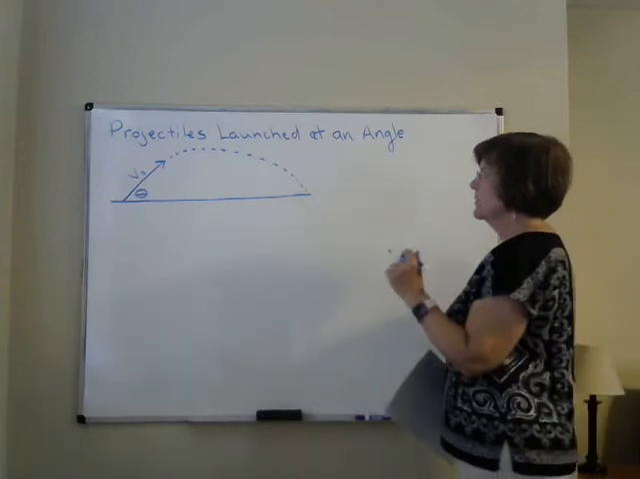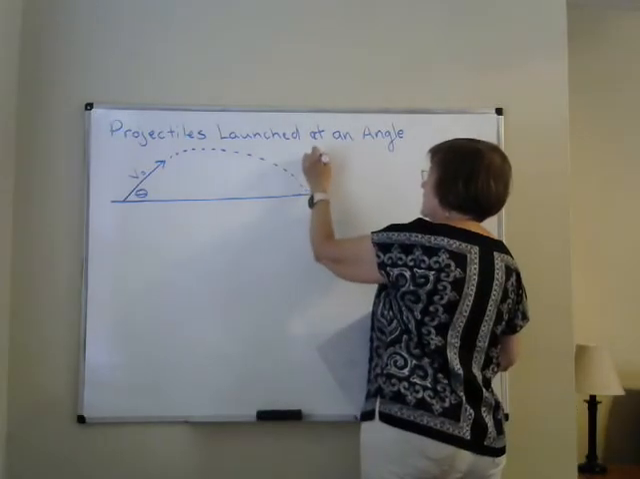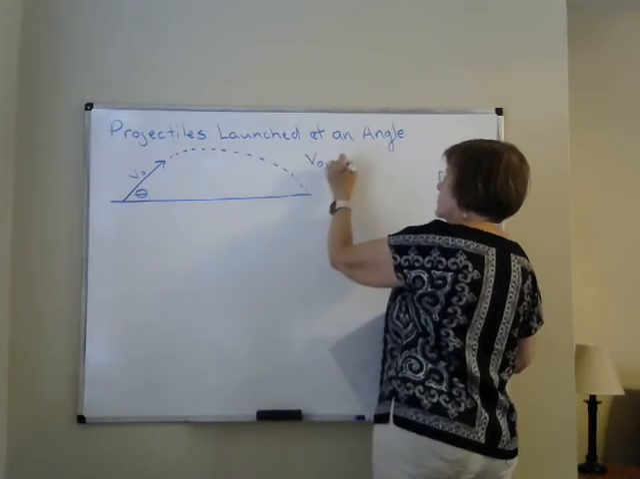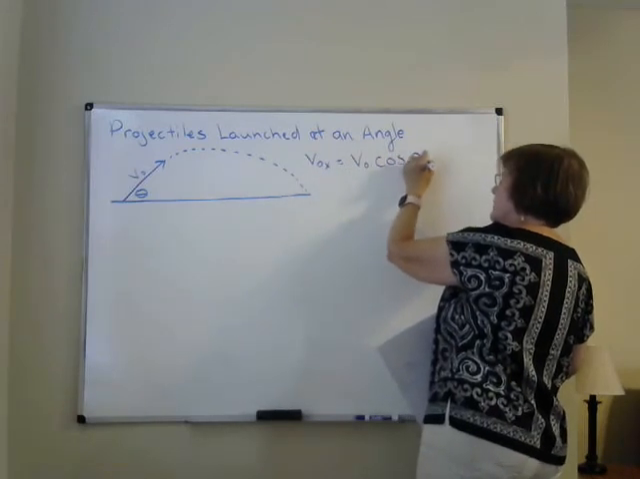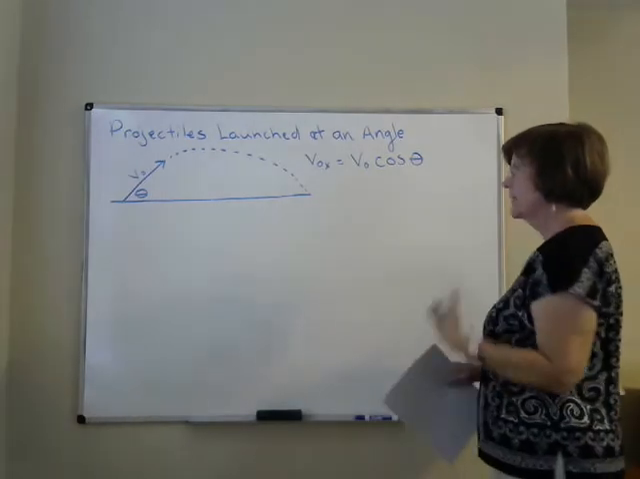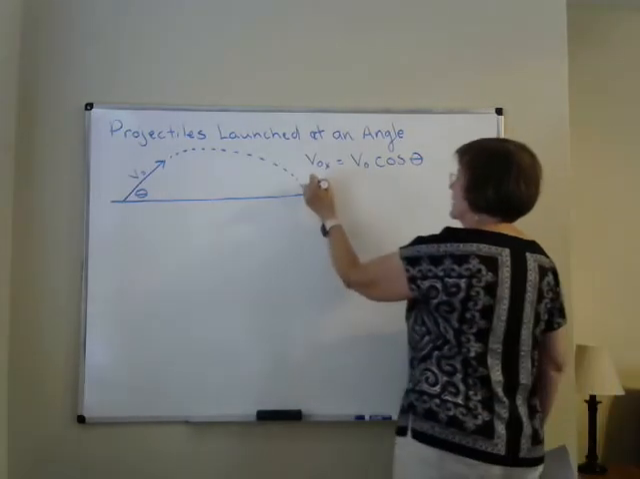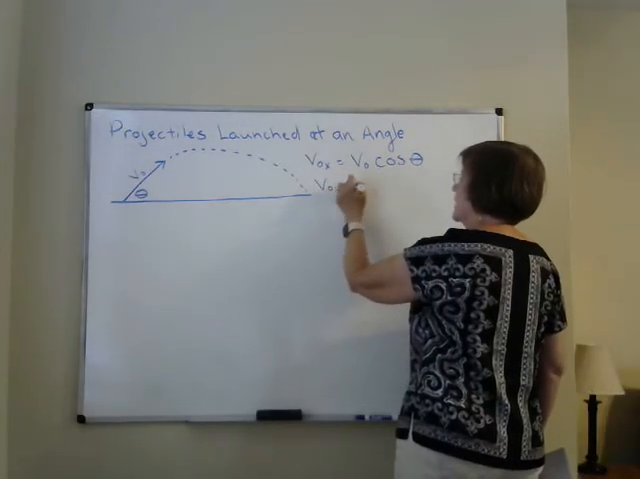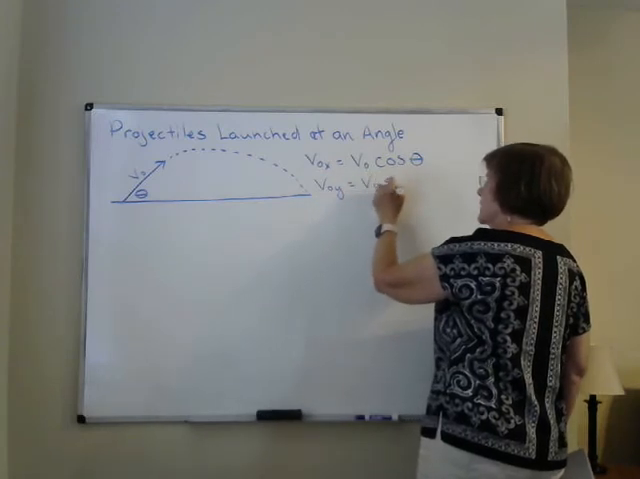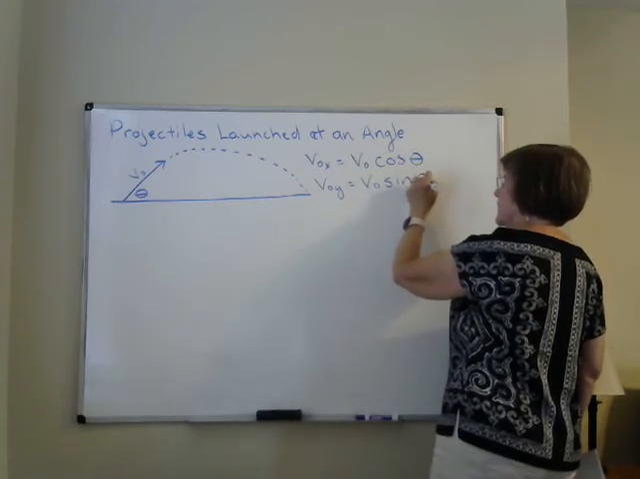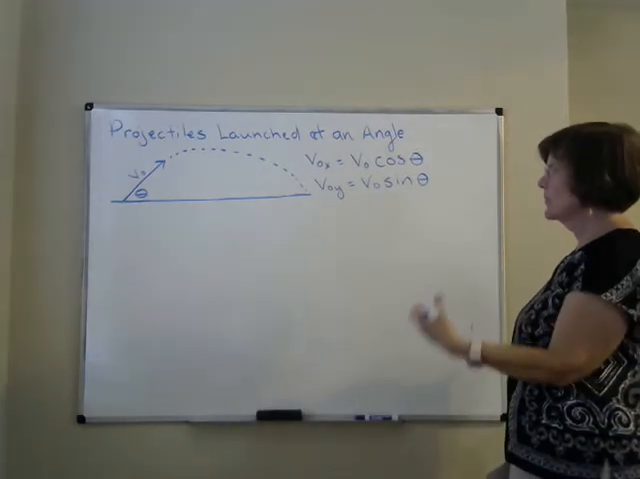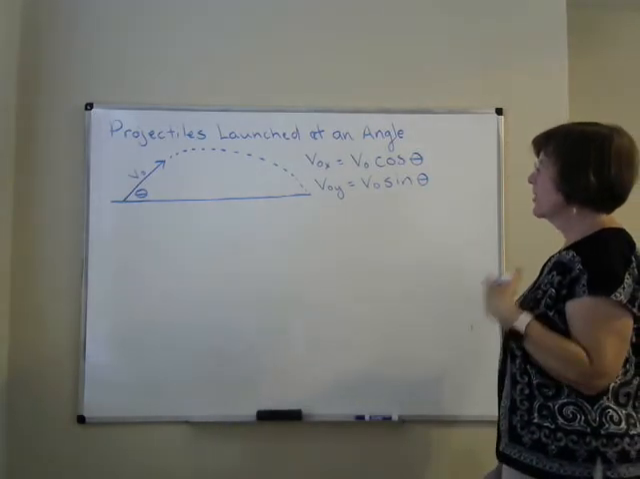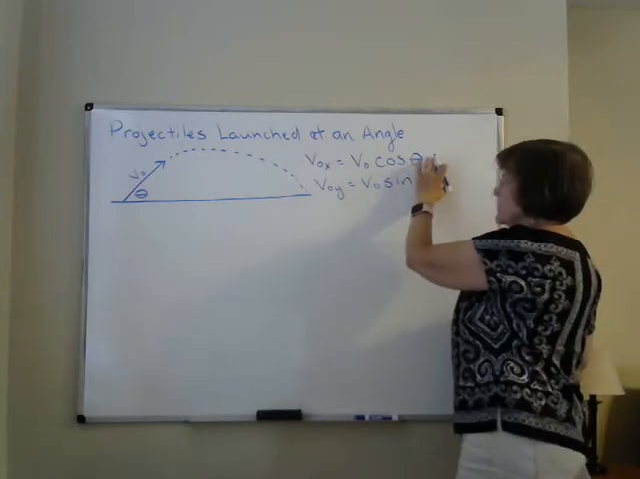How do we get components? Well, v0x is just the initial velocity times cosine theta. We just get a vector component. v0y is v0 sine theta. Pretty much everything else is just like what we said before, not that different, but that's important.